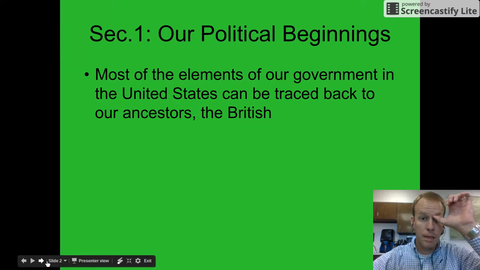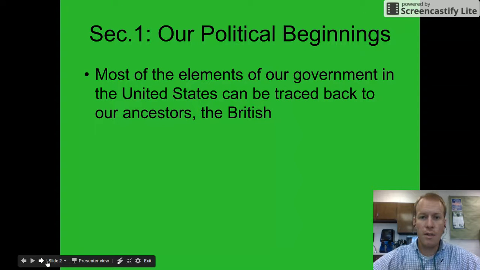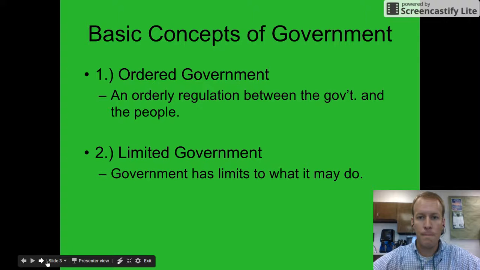So our political beginnings: most of the elements of our government in the United States can be traced back to our ancestors, the British. The old saying goes, the apple doesn't fall far from the tree. A lot of the ways that we did things as colonial governments and at the beginning of our nation, and even now, we adopted from the British.